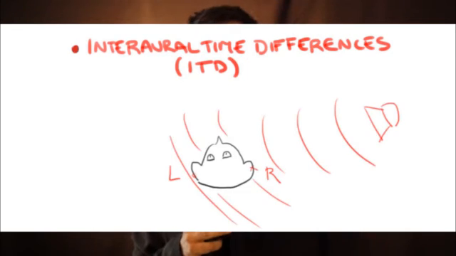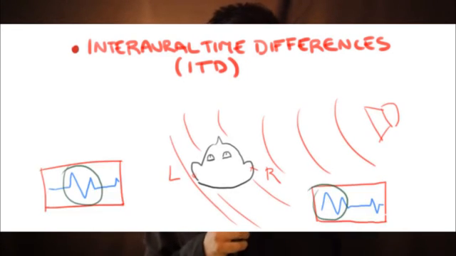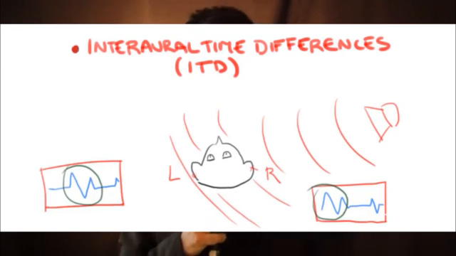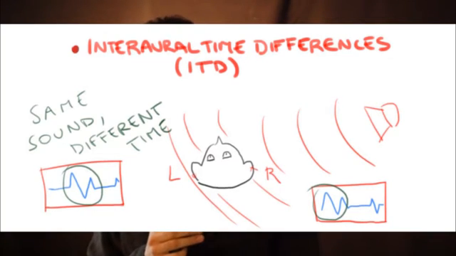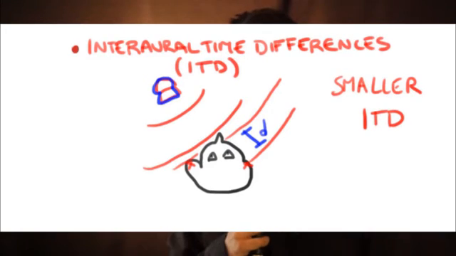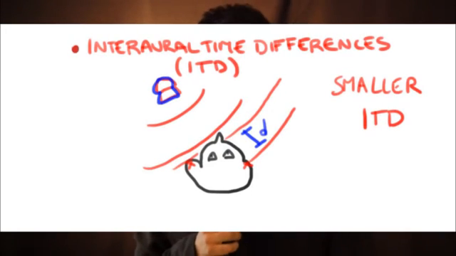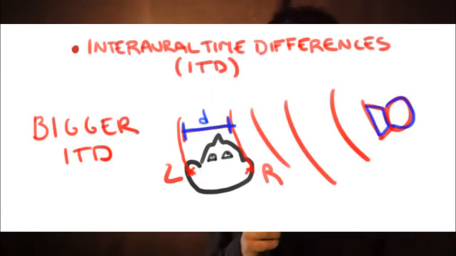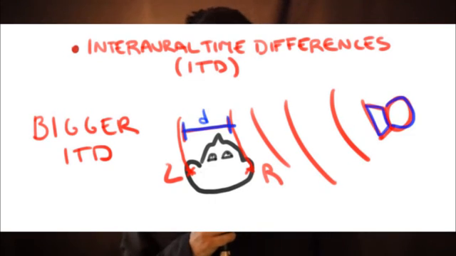Interaural time differences refer to the time in which a sound wave reaches the listener's left and right ears. This time difference varies depending on where the sound source is in relationship to the listener's head. The farther to the left or right side of the head the object is located, the larger the time difference.